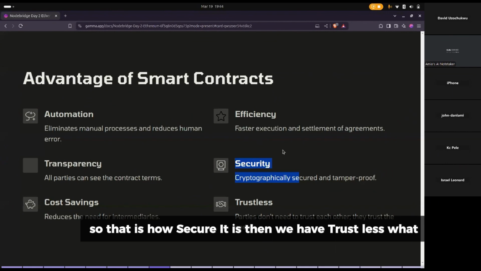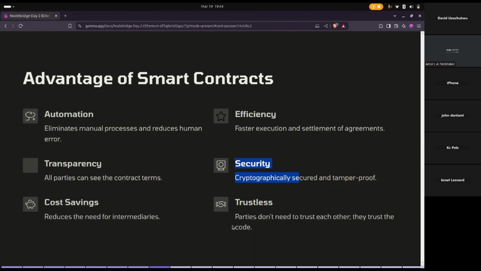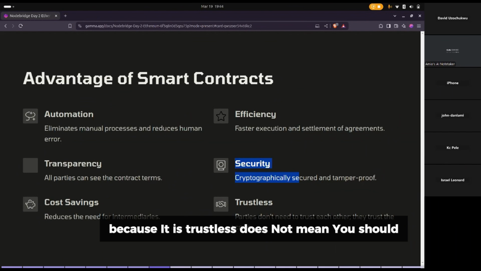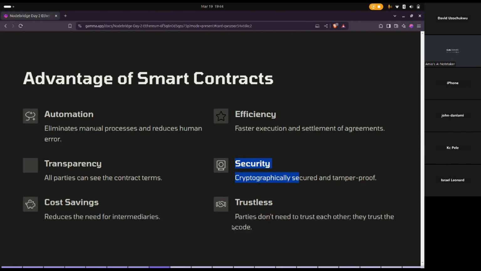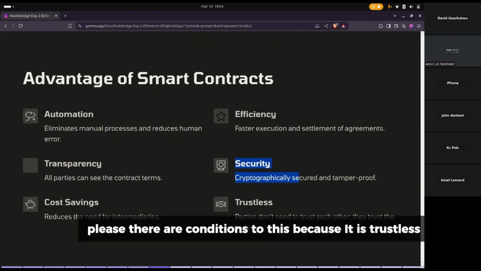Then we have trustless execution and all that. Parties don't need to trust each other. They just trust the code. So you can meet anybody anywhere, but please mind you, be careful, because trustless does not mean you should act anyhow on the blockchain. Please, there are conditions to this.